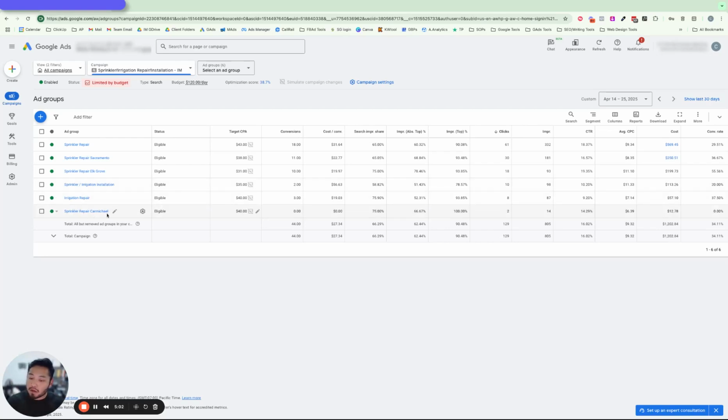So these are very bottom of the funnel ad groups with those keywords in there. We don't want anyone who's looking for DIY sprinkler repair or how to do it themselves, like Home Depot, Lowe's, etc. We just want people who are looking for somebody to hire to repair their sprinkler. And anyone who types in sprinkler repair near me, sprinkler repair Sacramento, or whatever city it is, they're looking for somebody local who can repair their sprinkler right away.